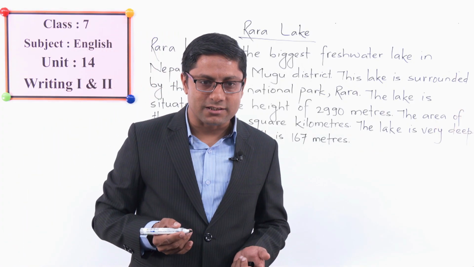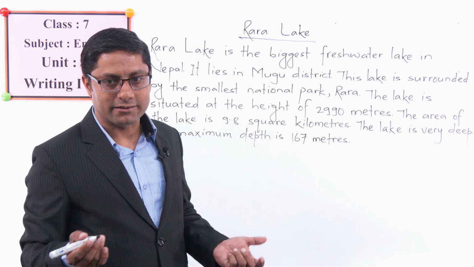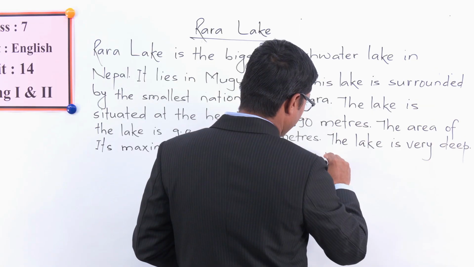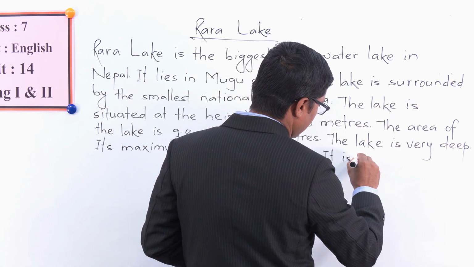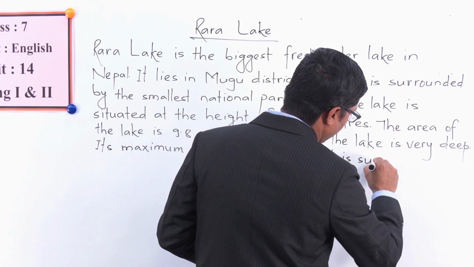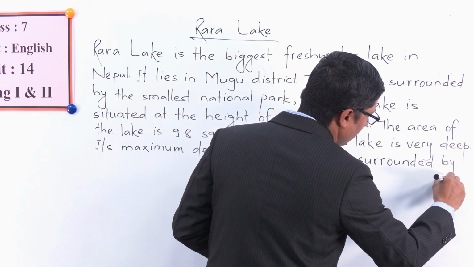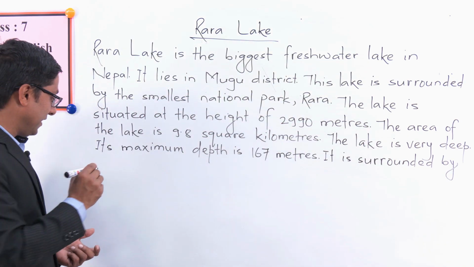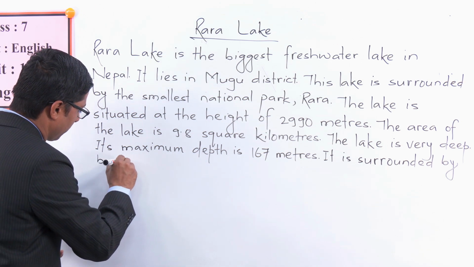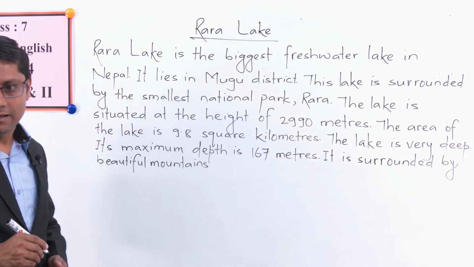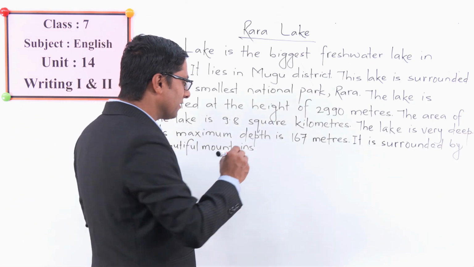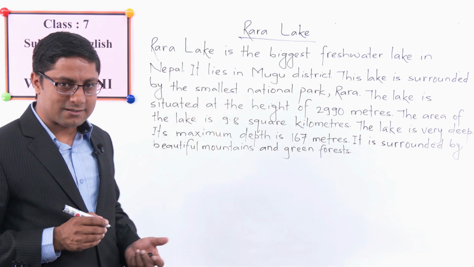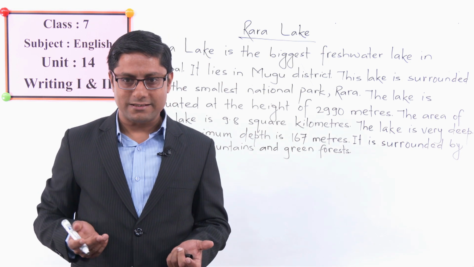Similarly, there is the information surrounded by beautiful mountains and green forest. So, we can simply write the lake is surrounded by, it is surrounded by what? What is given there? Beautiful mountains, and what next? Yes, and green forests. Okay. So, that information is developed into a sentence.